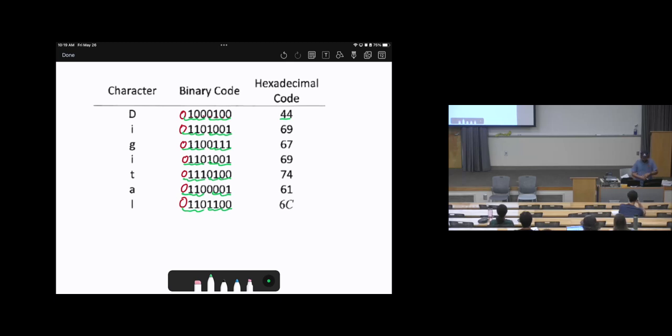As I mentioned earlier, A is 41, B is 42, C is 43, D is 44, and so on. This is for the uppercase. For the lowercase, it has different values as well. So for the lowercase, for example, A is 61, and so on.